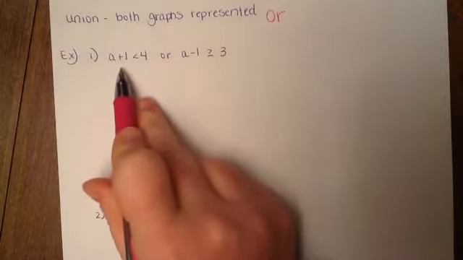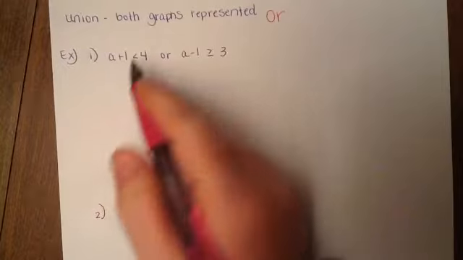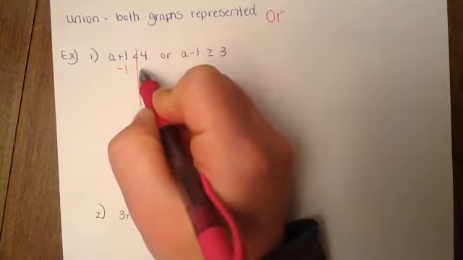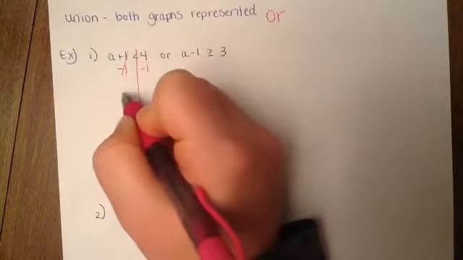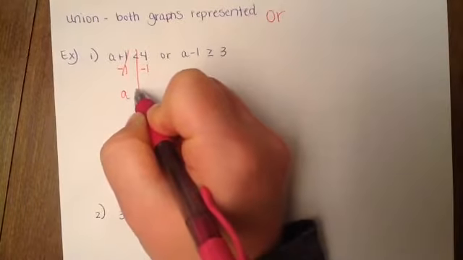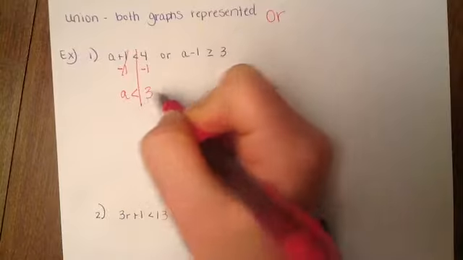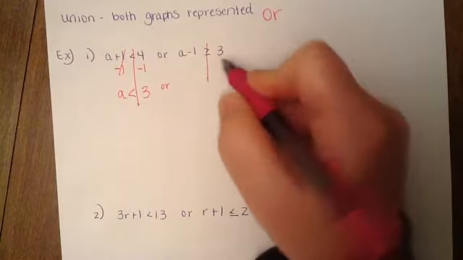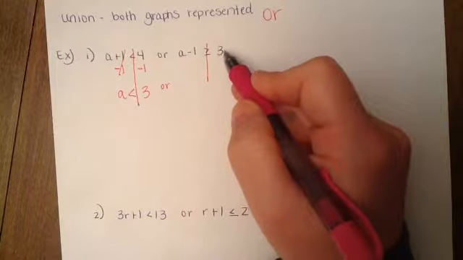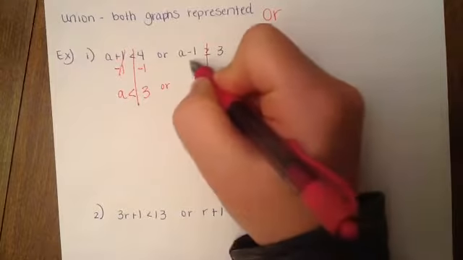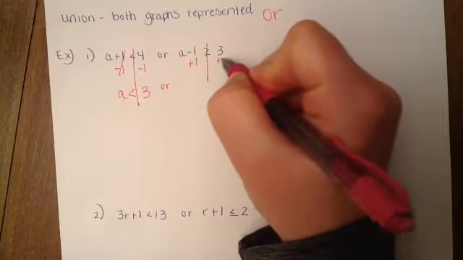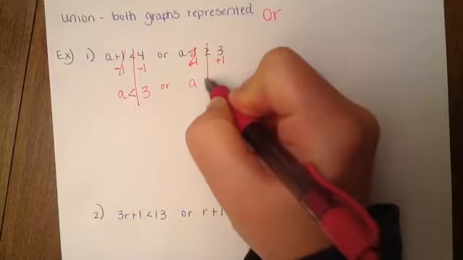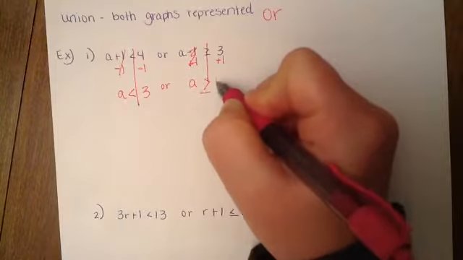So here, what do you have to do? Get a by itself. And to do that, minus 1, minus 1. A is less than 3. Or, now I'm going to look at this one over here separately. What will you do on both sides? Add 1, add 1. A is greater than or equal to 4.